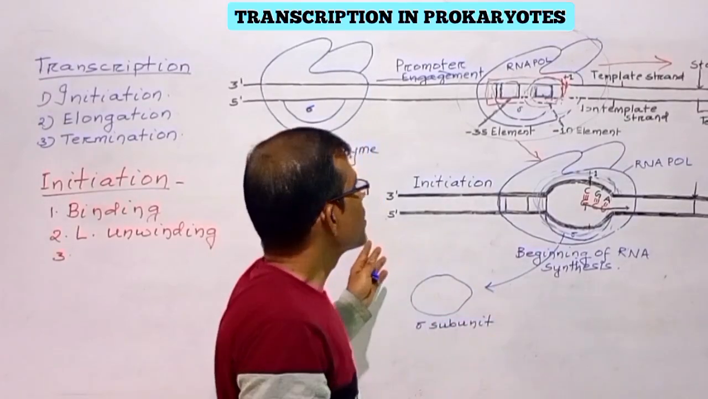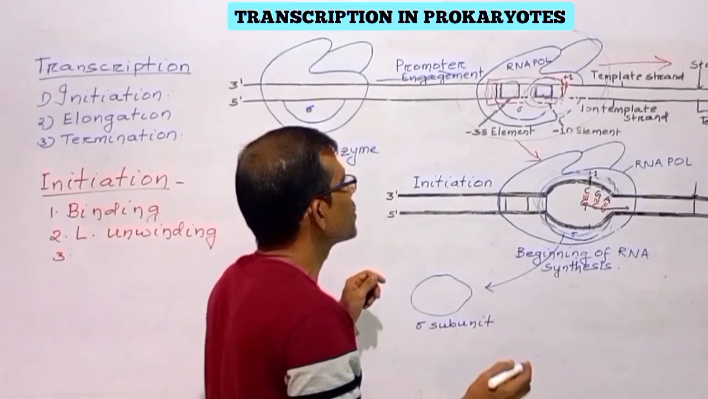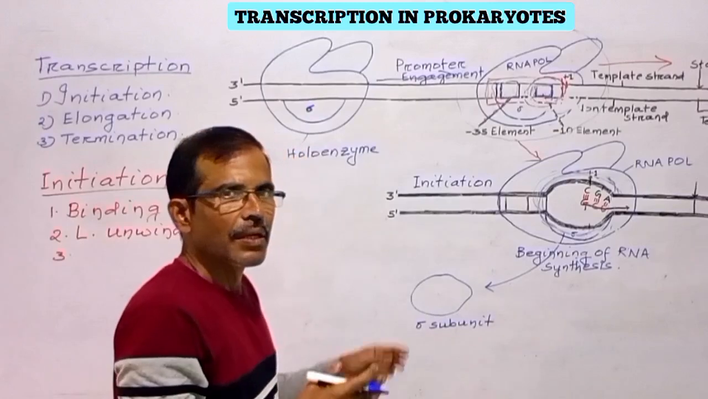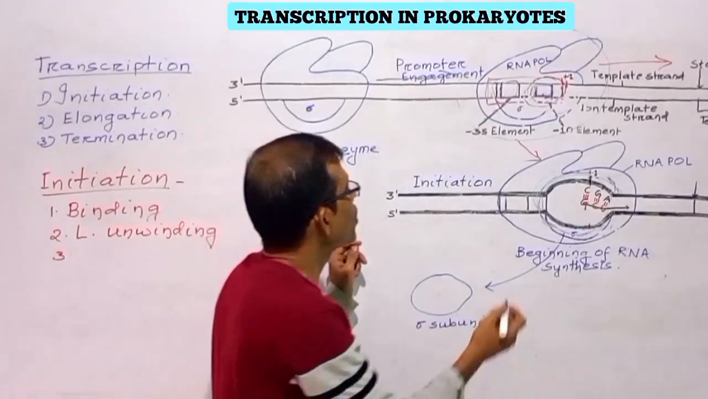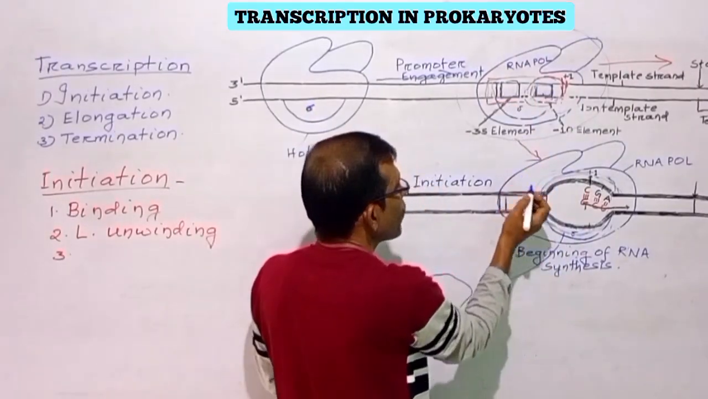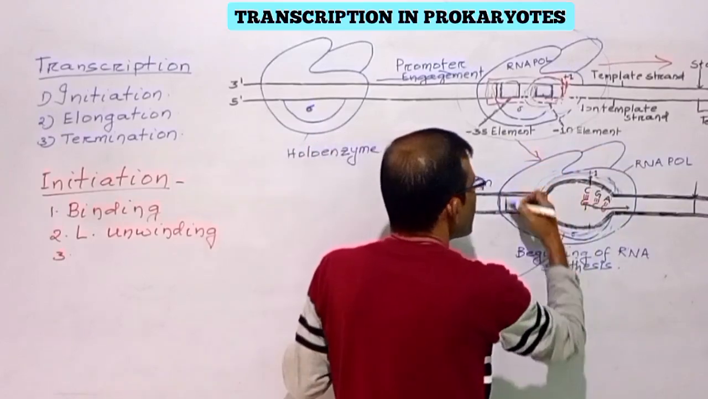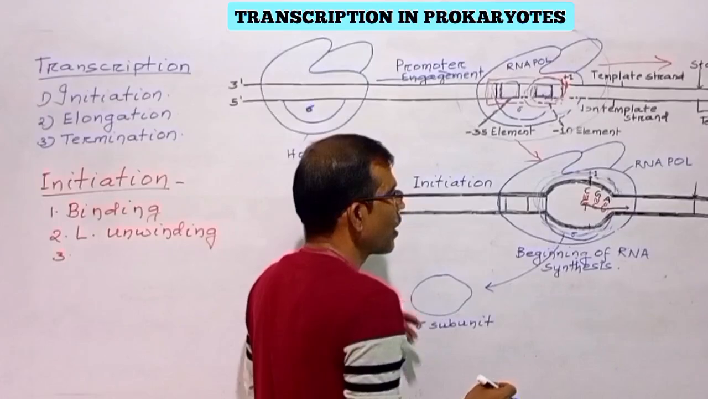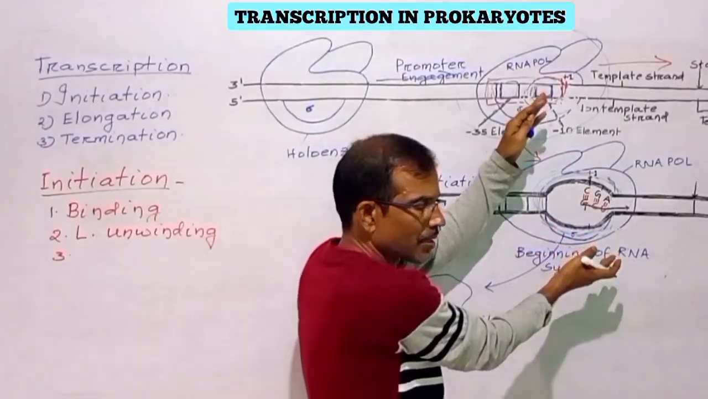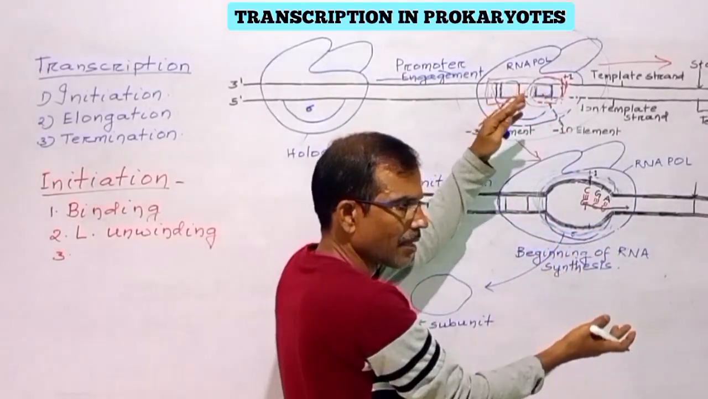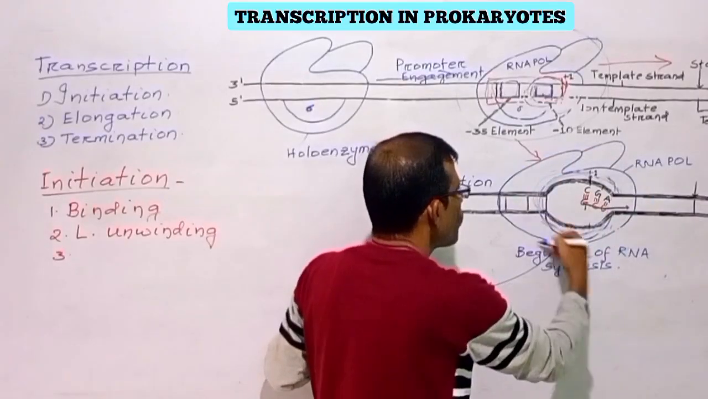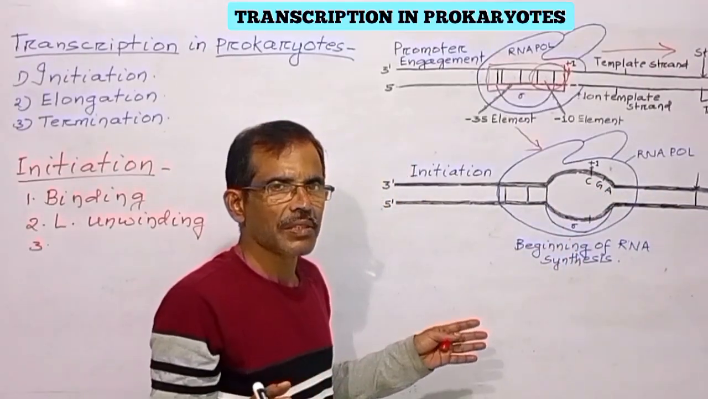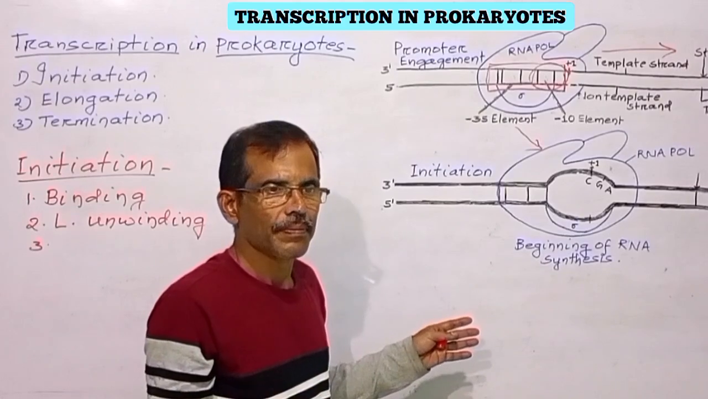The localized separation of the two DNA strands around the transcription start site results in the conversion of the closed promoter complex into an open promoter complex. In an open promoter complex, the two strands around the start site are separated. Hence, the name open promoter complex. Now, chain synthesis can be initiated.